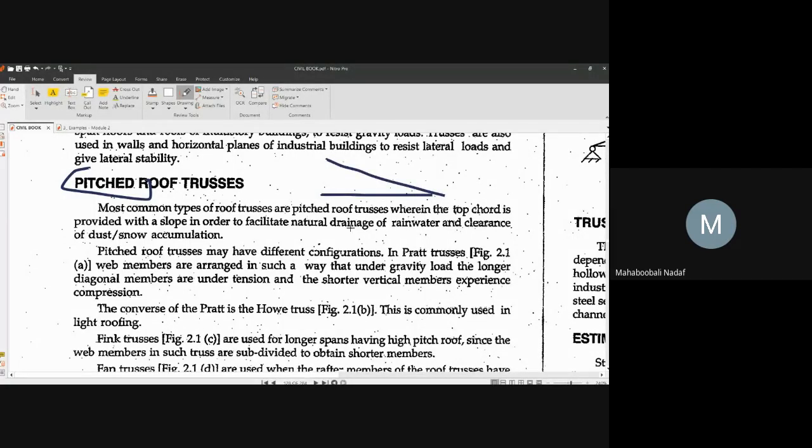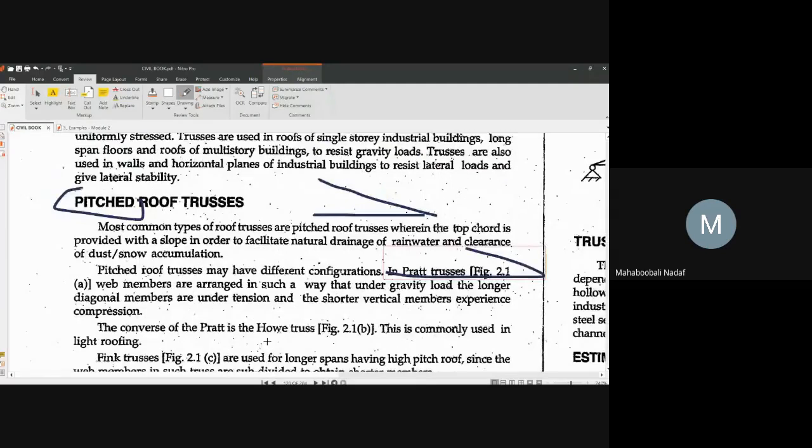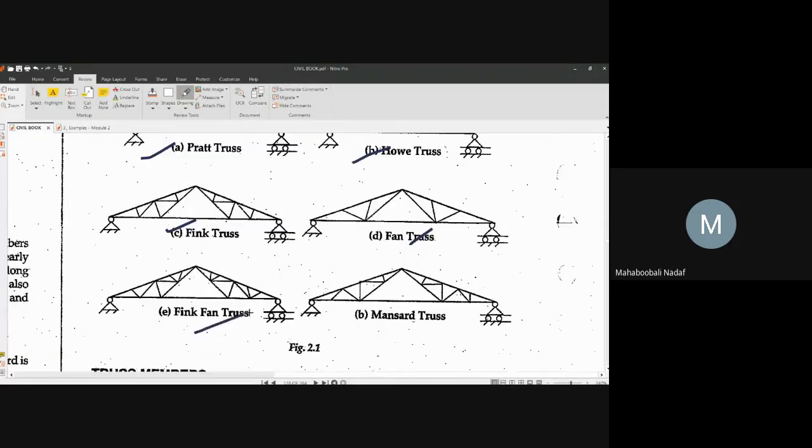Pitched roof means roofs which are inclined or slanted. This angle is called the angle of inclination, or the pitch of the roof. You have so many combinations of trusses. You can go through this one. This is Pratt, Howe truss, Fink truss, fan truss, Fink fan, mansard, all the things are there. No problem. You can go.